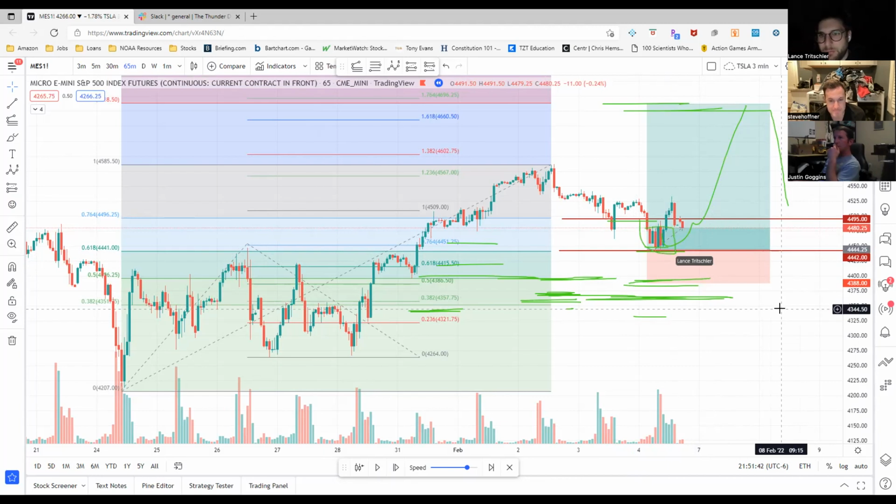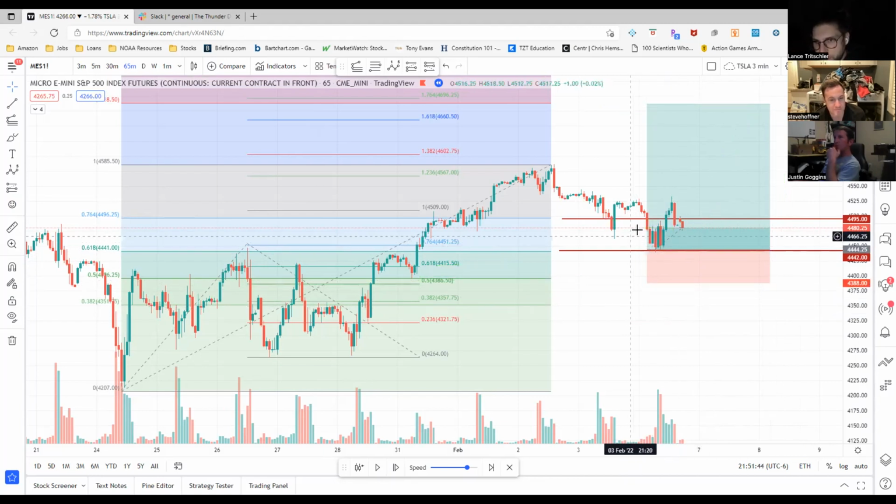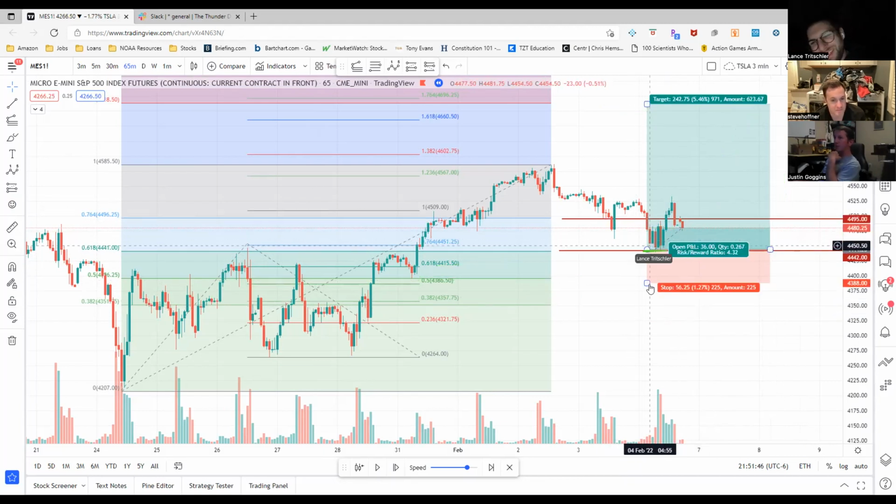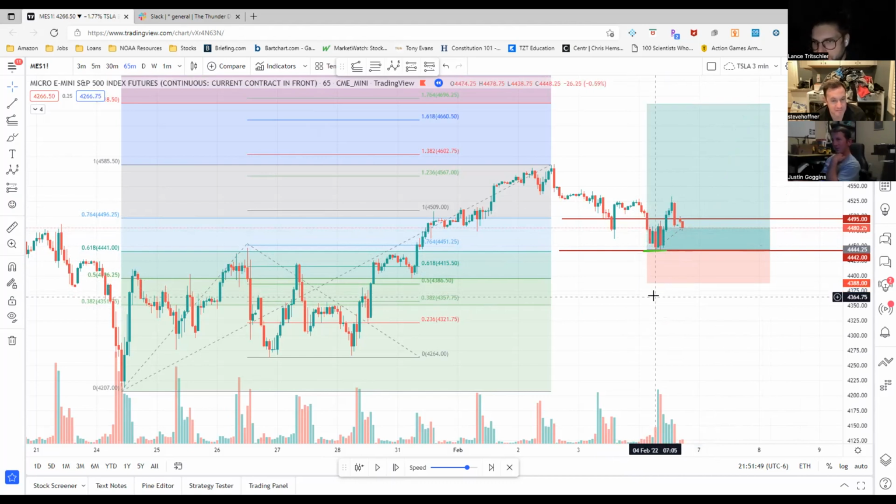So for me personally, I wouldn't have taken it because this is a pretty strong down move. It's just when this consolidates like this, I want to see a flash and then a trap, and then I'll go. Yeah. Just like this. Right. I saw a flash, a little trap, and then I went.